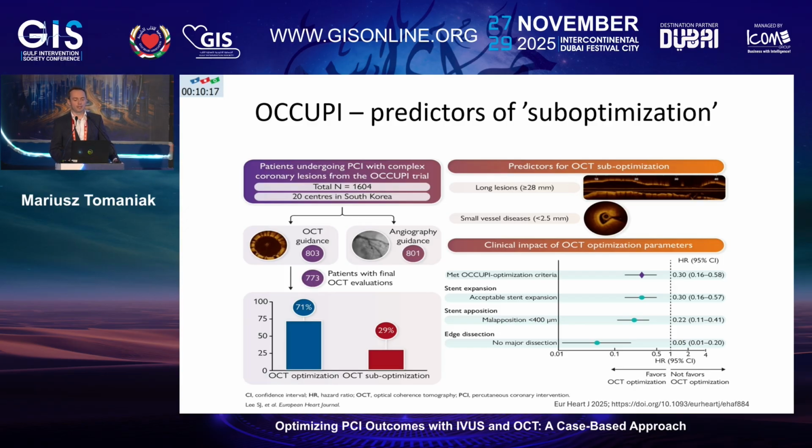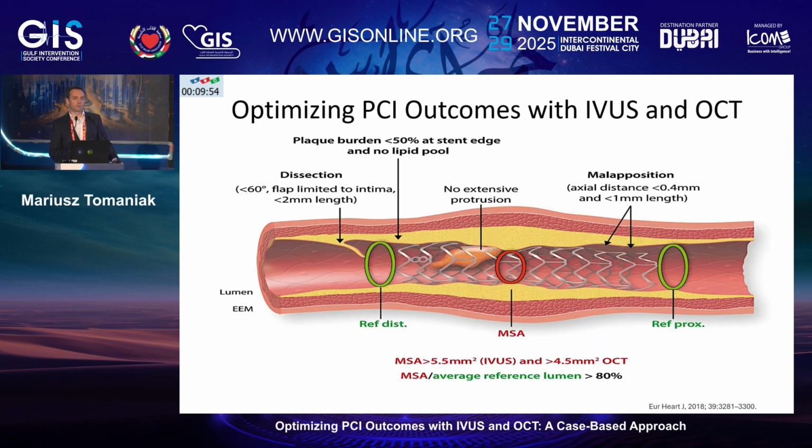that showed that we should be particularly careful when doing PCI on long lesions and small vessel disease, in small vessels, as these features were identified as the predictors of PCI suboptimization, and at the same time they are our bread and butter of daily cath lab practice, so I think it's an important piece of information to bear in mind.